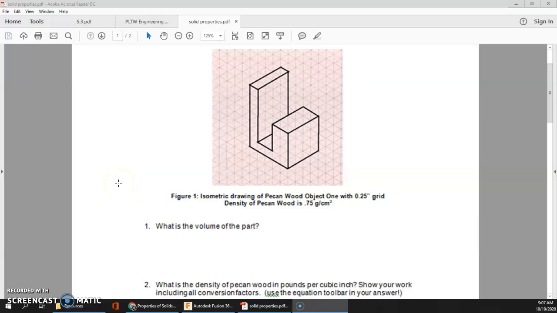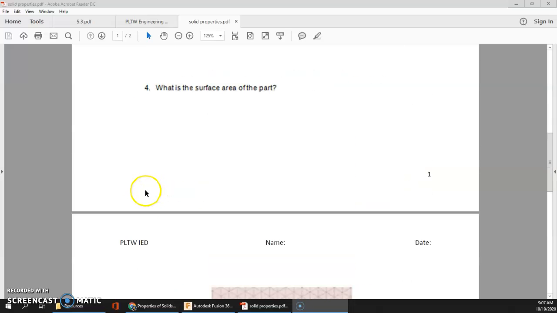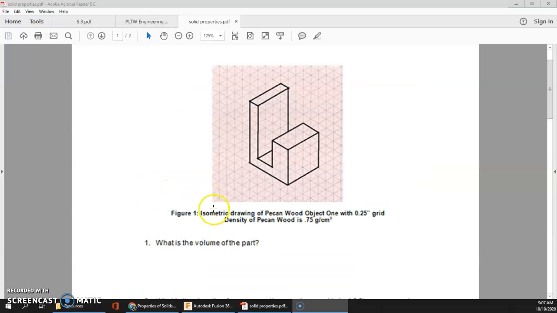Okay, we're going to be reviewing some more properties of objects and looking at mass, weight, density, volume, and surface area. We have a couple of objects here, drawn on grid paper. You can see that the grid paper is measured in quarter-inch increments.